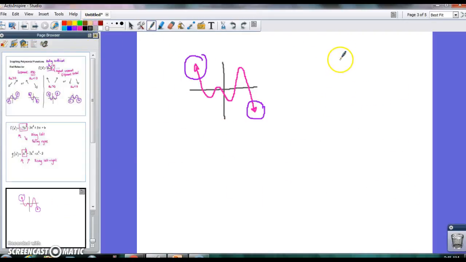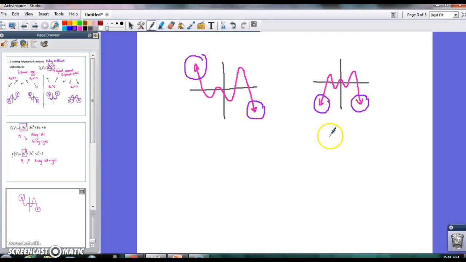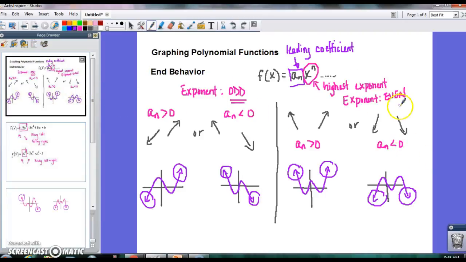Likewise, if I gave you something like this, you could look at that and say, all right, the end behavior is down on both sides, which means that my degree is even and that my leading coefficient is negative.